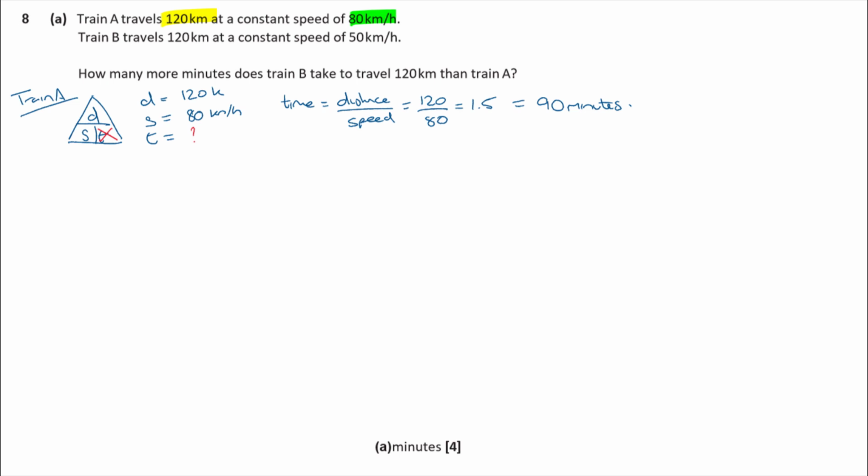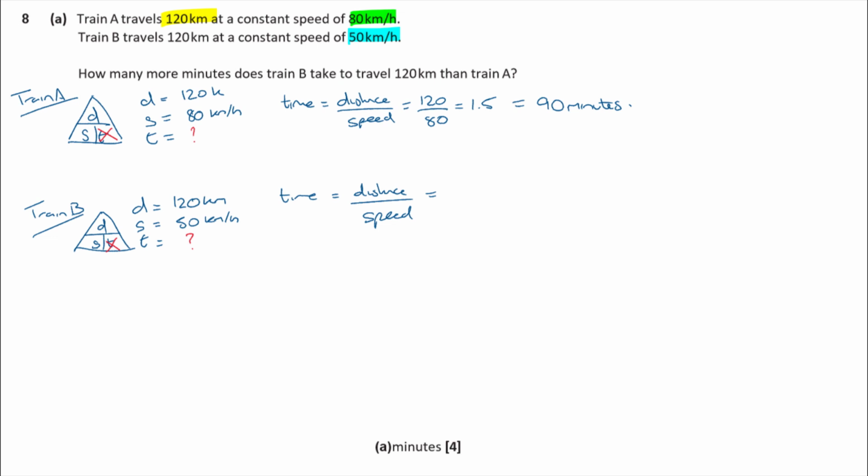Let's now look at train B. Do the same thing. Train B, same thing. Distance, speed, time triangle, DST. Distance is still 120 kilometers. Speed this time has been reduced, isn't it? It's now 50 kilometers per hour. And we're still finding time. So it's still going to be time is equal to distance divided by speed, which this time is 120 over 50.